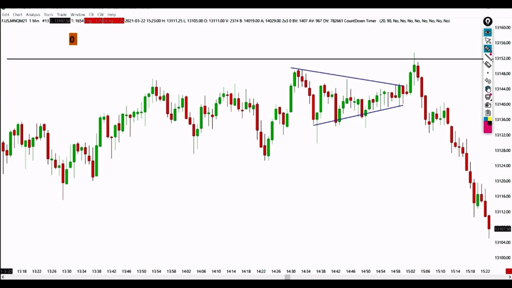That's one thing I try to do for my students. I try to make it as simple as possible and as black and white as possible. But once you start to trade the market, you will realize the market is not black and white. Just like I showed you right here.